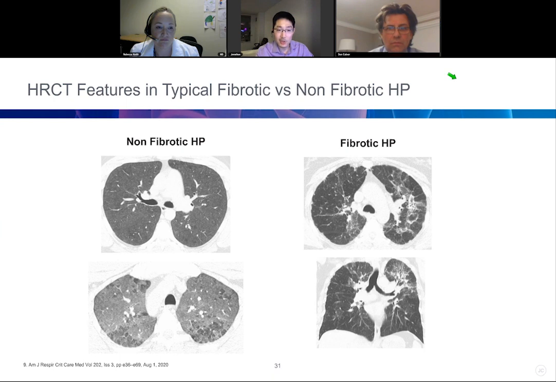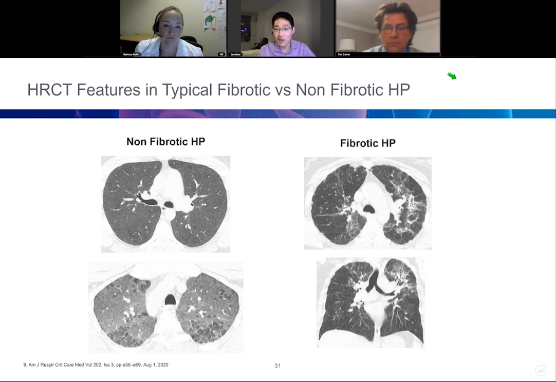So on the top image on the left, you have this diffuse ground glass opacity with a centrilobular granularity, telling you that indeed this is something that's probably involving the small airways. And then on the bottom image in the same patient, on expiration, we see a large degree of air trapping. So that combination of diffuse abnormality, ground glass opacity, plus significant air trapping, a small airway disease pattern, is strongly suggestive of non-fibrotic hypersensitivity pneumonitis. It's pretty much a classic case.